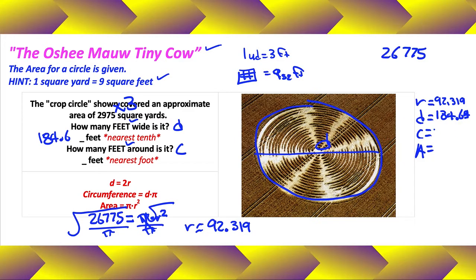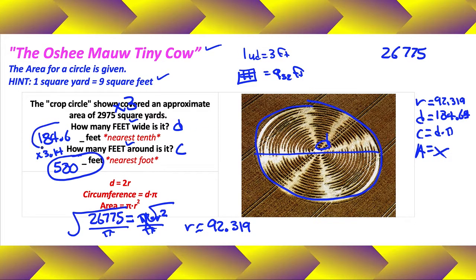Now, how do you get the circumference? Circumference, you just take the diameter times pi. The area we already have, so we don't need that. So you take your feet wide, times 3.14, and round that to the nearest foot. If you take the diameter times pi, you get 580.05, so exactly 580. So about 580 feet around that crop circle. That's going to be a lot of stepping.